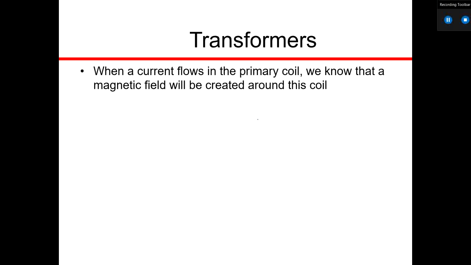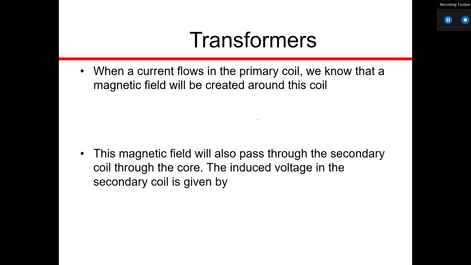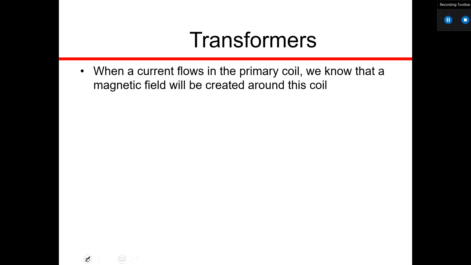So when a current flows in the primary coil, we know that a magnetic field is going to be created around that coil. Let me just switch colors here.